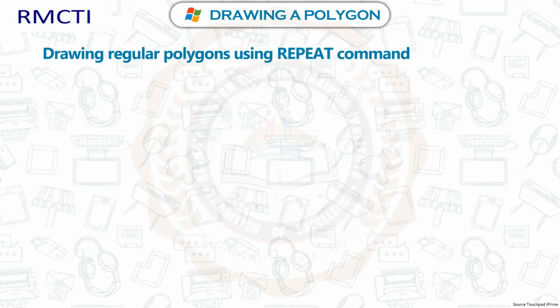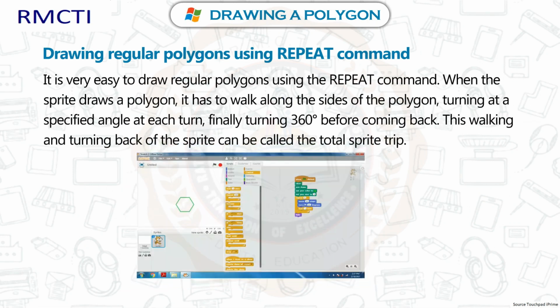Drawing regular polygons using the repeat command. It is very easy to draw regular polygons using the repeat command. When the sprite draws a polygon, it has to walk along the sides of the polygon, turning at a specified angle at each turn, finally turning 360 degrees before coming back. This walking and turning back of the sprite can be called the total sprite trip.